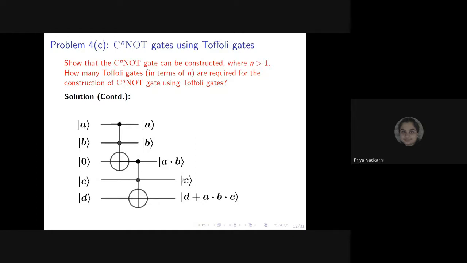This remains the same, which is C, and here it will be D plus A into B into C. So now we have actually already got A, B, C, and D plus A into B into C, which is what the Toffoli gate should do.